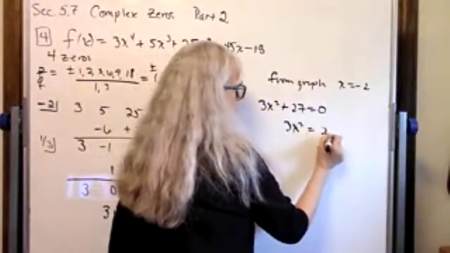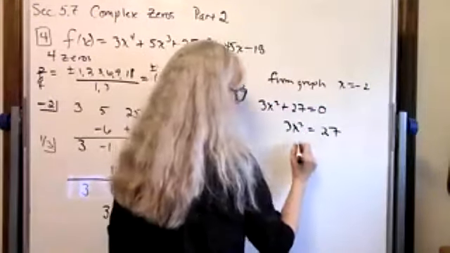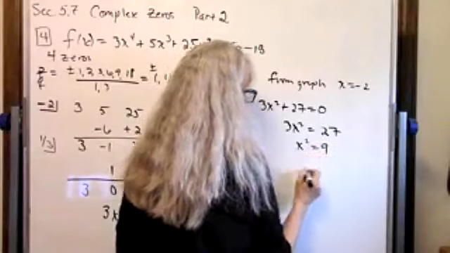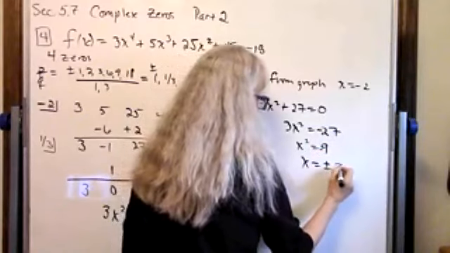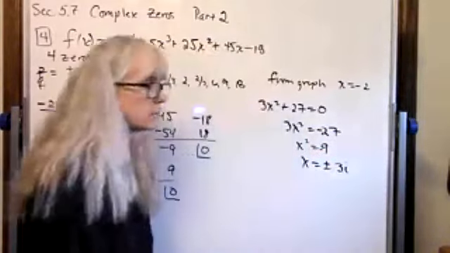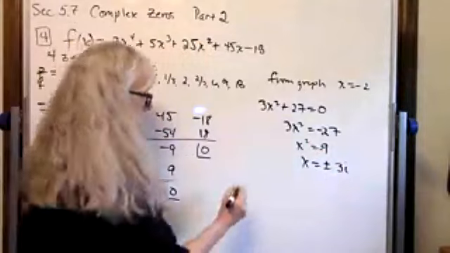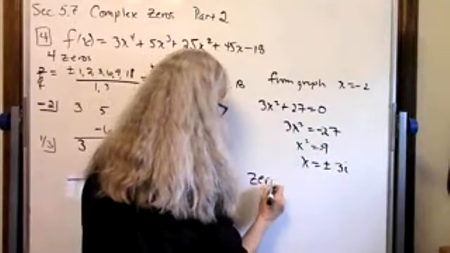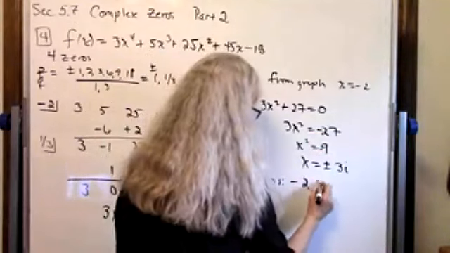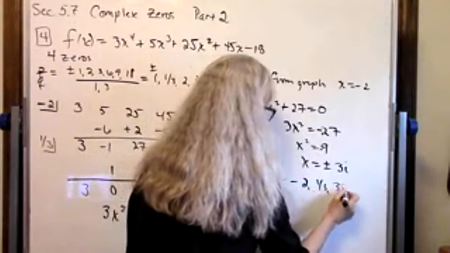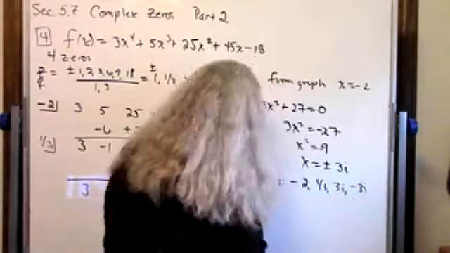We're just going to move the 27. Then we're going to divide out the 3. So x squared is equal to -9. Whoops, -27 and -9. And x is equal to plus or minus the square root of -9, which is 3i. So that worked out really nice. So our zeros of the polynomial are -2, 1/3, 3i, and -3i.